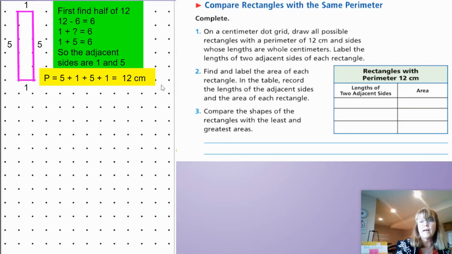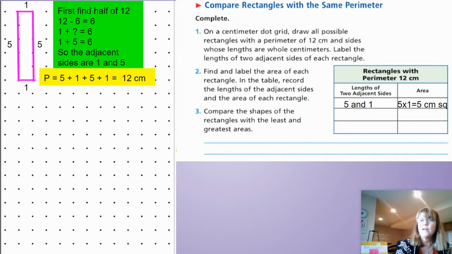You're going to draw that on your centimeter dot paper that I put in your plastic bags. And then on page 325, you're going to fill in that 5 and 1 are your adjacent sides. You could say 1 and 5, that's fine. To find the area of that, we want to take 5 times 1, which is 5 centimeters squared.